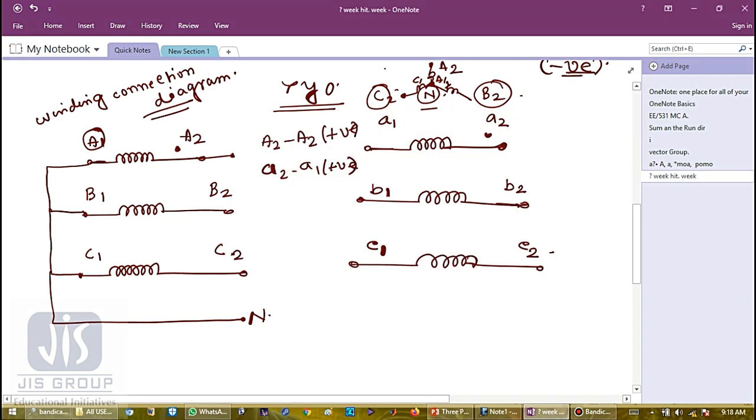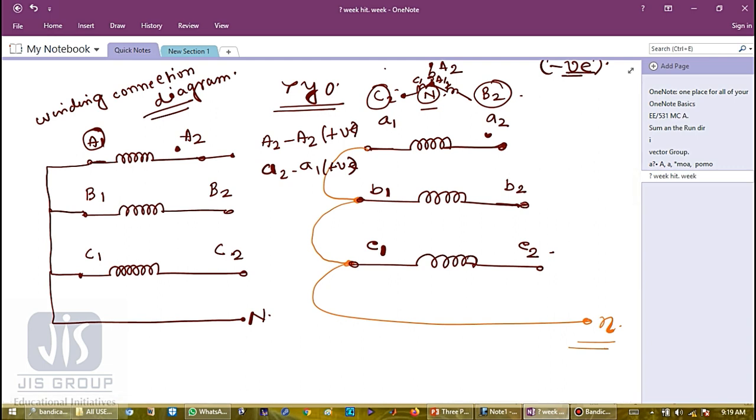This is also positive. So similarly, we will do the same thing for the secondary. We will short A1, B1, C1, and that will form my neutral point for the secondary side. Okay, so this is my star-star winding connection. For this connection, we are drawing the winding connection diagram first.